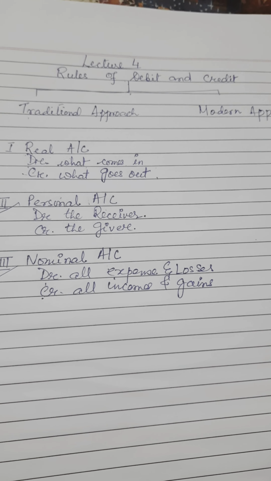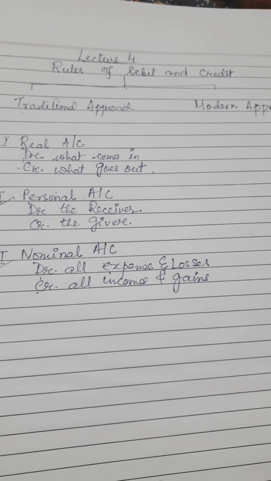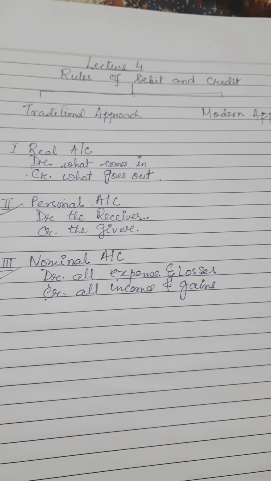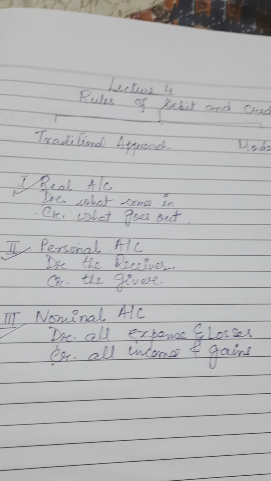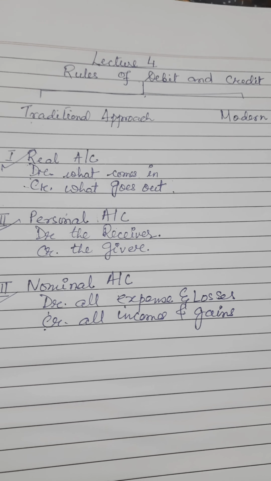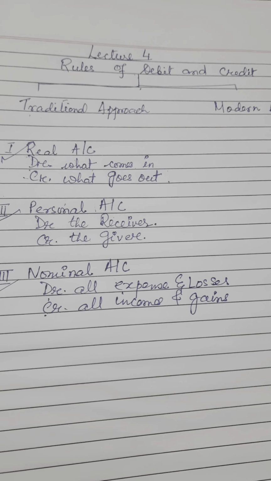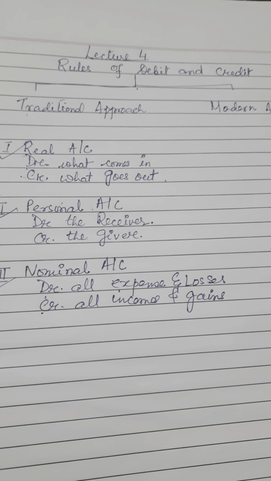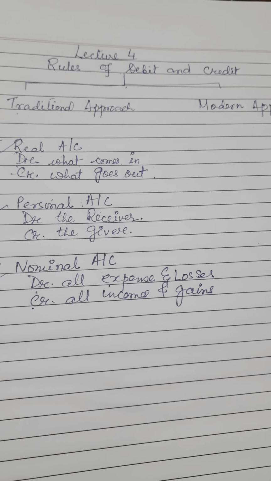Received payment from Mr. Jack. Since Mr. Jack is giving us, Mr. Jack will be credited. Coming to real account. In real account, debit what comes in? If a machine has been bought or purchased, machine is coming in, so machine account debit. And credit whatever goes out from the business. So if you buy something, cash is going out, so cash will be credited.